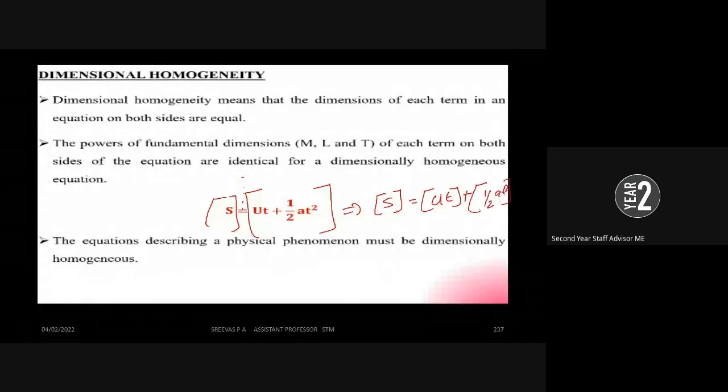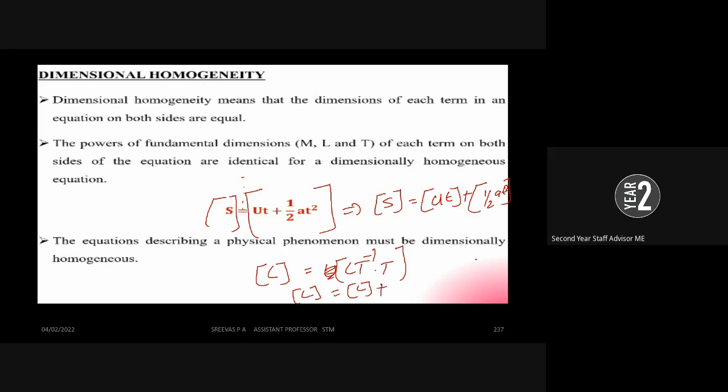Okay. Dimension of S. What is the dimension of S? S is displacement, so it will be L. Then UT, U is velocity. Velocity means LT raised to minus 1, and time T. Okay. So what will happen here? T raised to minus 1 and T, it will be T raised to 0. T raised to 0 is 1. So L is equal to, here L came.